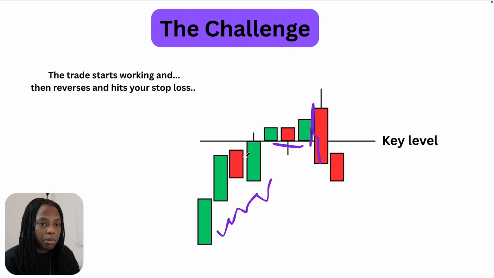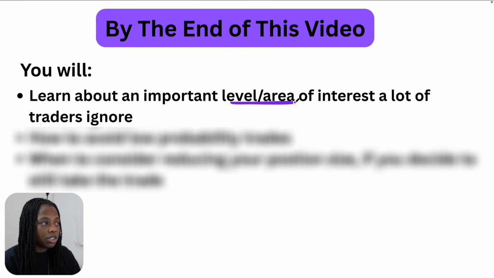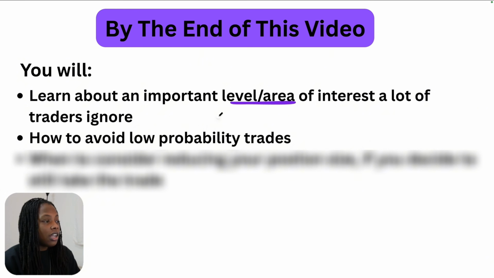I agree, yes, but sometimes there are some key things that you're missing on these trades, and that's why it did not work out. So after I found this happening to me and I used to get frustrated a lot, I spent time reviewing my trades and I realized that I was missing 3 things that I'm going to show in this video, of course with chart examples as well. So by the end of this video, you're going to learn the important key level and area of interest a lot of traders ignore, and how to avoid low probability trades.